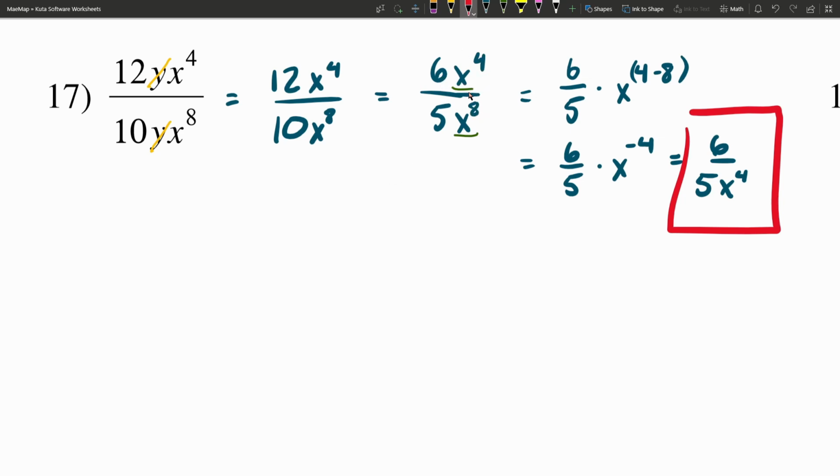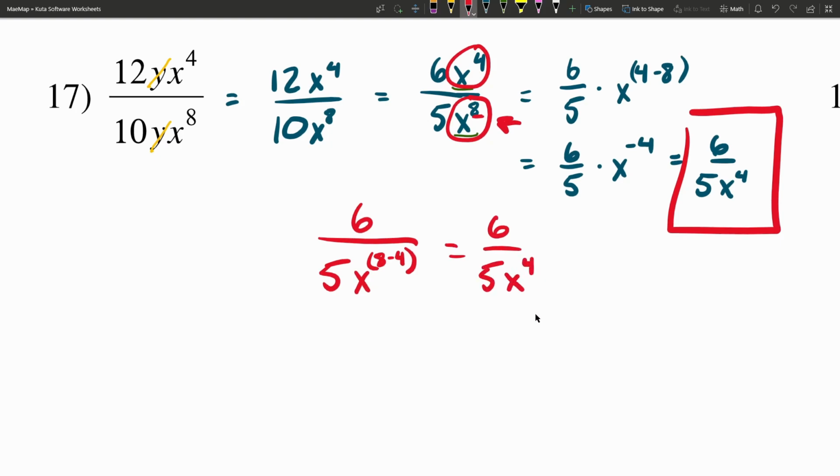So since I have 6x to the 4th over 5x to the 8th, where my x to the 8th has my largest exponent, I can write this as 6 over 5x to the 8 minus 4. Because I have 8 x's in my denominator and only 4 in my numerator, I know that my x's are going to be left in my denominator as positive exponents. So x to the 8 minus 4, that's 6 over 5x to the 4th. Now, if that confused you in any way, please just continue writing it out, splitting up the fraction, and subtracting those exponents, and then adjusting for those negative exponents.